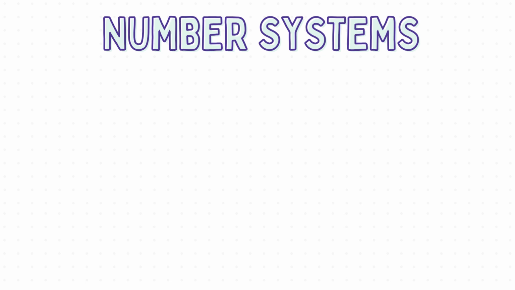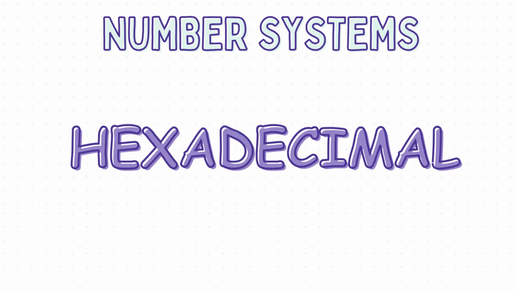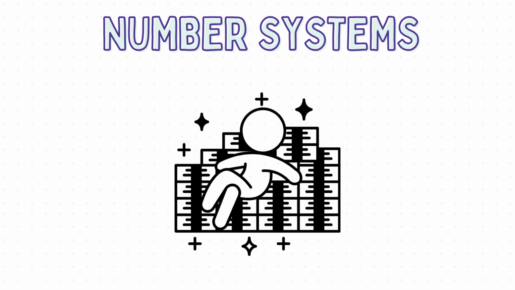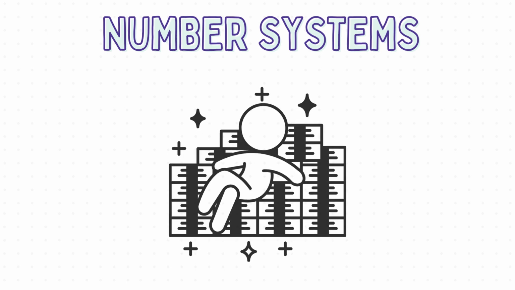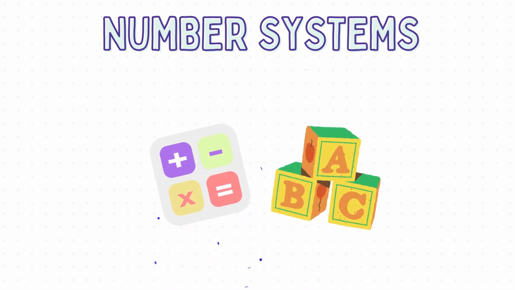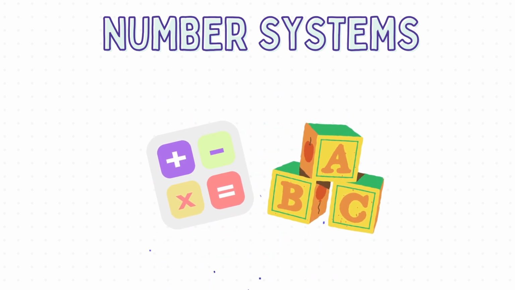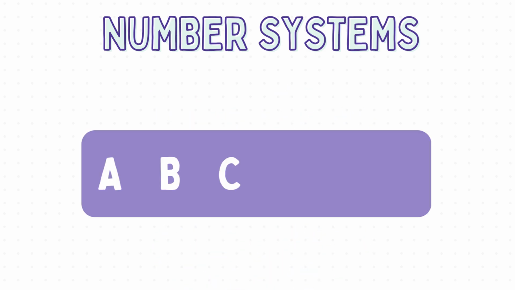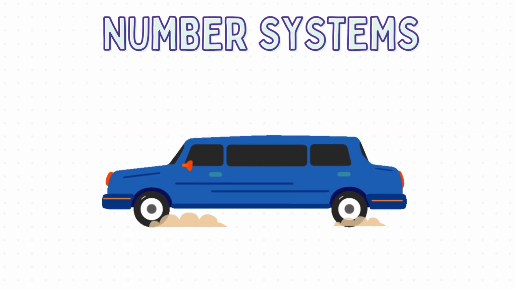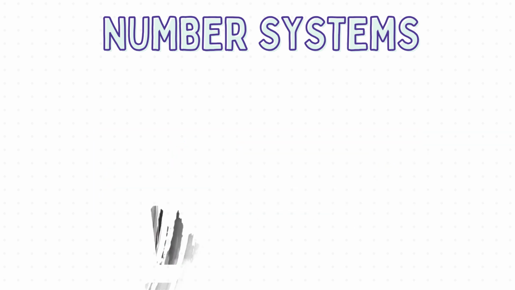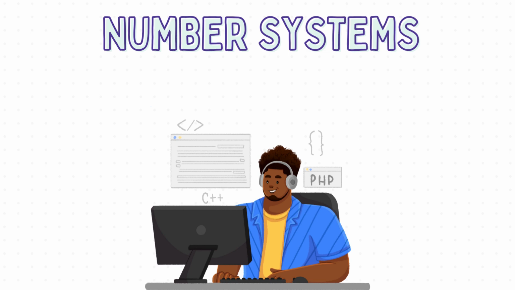And now let's talk about hexadecimal, the fancy language of base 16. This one is a bit like mixing math with letters. Instead of just digits, hexadecimal uses the letters A, B, C, D, E, and F. So after 9, you get A, which means 10, B means 11, and so on. Hexadecimal is like the super fancy version of binary, often used by programmers when they're working on computer programs.